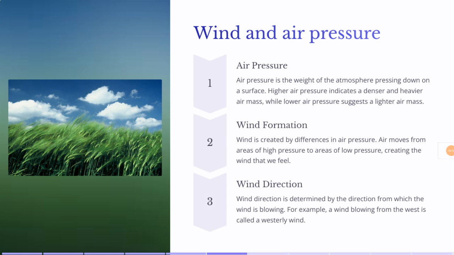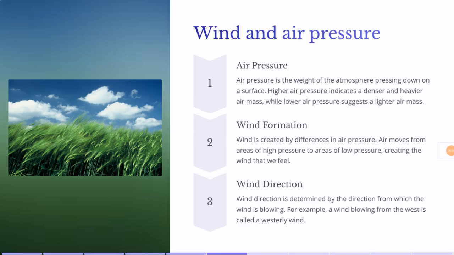Wind and air pressure. 1. Air pressure. Air pressure is the weight of the atmosphere pressing down on a surface. Higher air pressure indicates a denser and heavier air mass, while low air pressure suggests a lighter air mass.